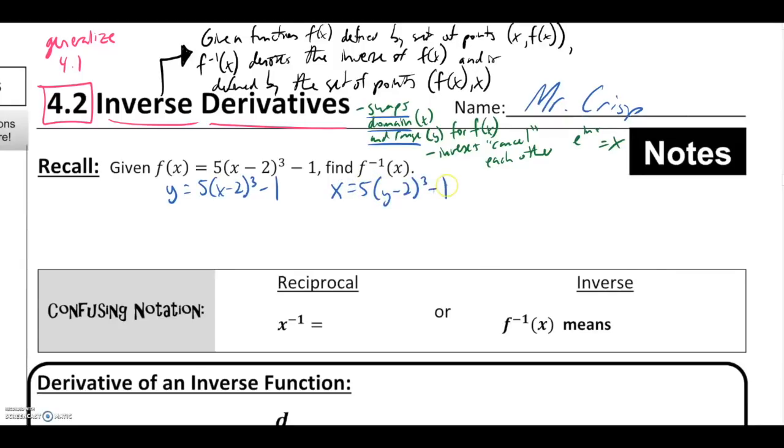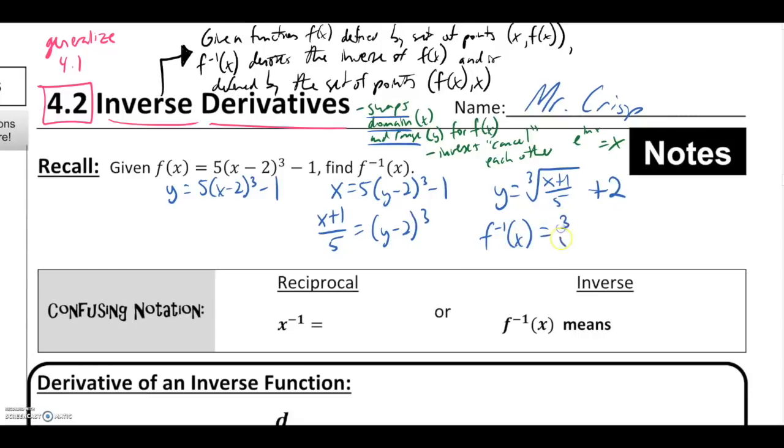And if I want to write the inverse as a function of x, all I have to do is solve for y. So we'll do a couple steps at one time. We got x plus 1 all over 5 equals y minus 2 quantity cubed, and finishing up solving, we will get the cube root of x plus 1 over 5 and add this extra 2 on. And we could change that to read f inverse of x equals the cube root of x plus 1 over 5, plus 2.